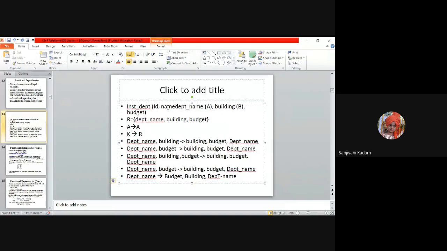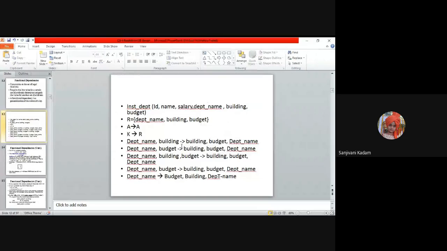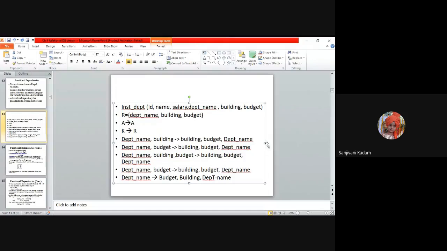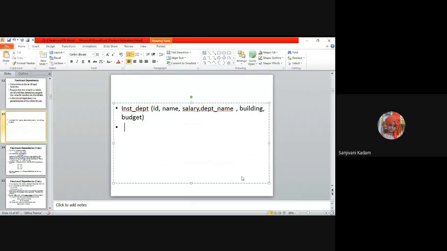ID of the instructor, name of the instructor, salary of the instructor, and department name, building, and budget. These three attributes are there. Now my question is that there are dependencies here. It tells in which department the instructor is. So I may say that department name is dependent on ID. If I belong to CSE, then wherever I go, I will have the department CSE only.